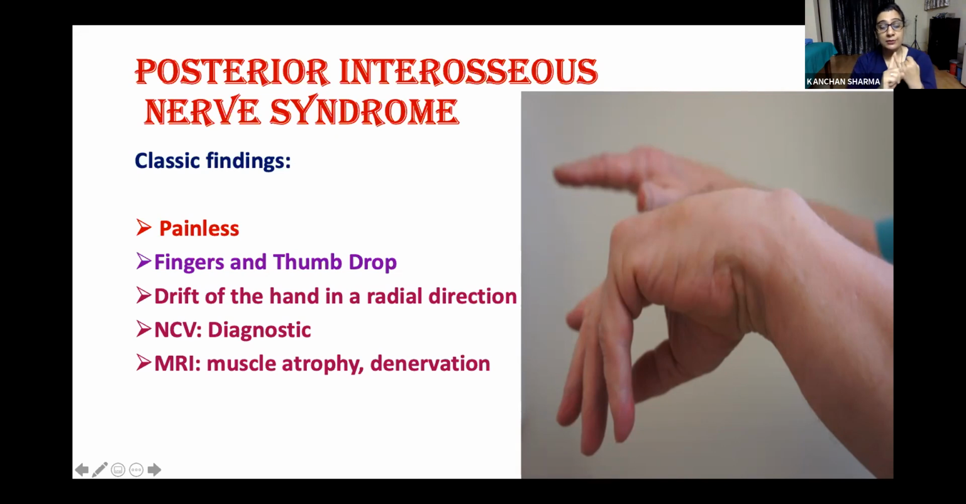On NCV, yes, you will be able to see the decrease in the latency, all the things which will be there for an entrapment of a nerve if the PIN is involved. On MRI, you will see the muscle atrophy and the denervation. Everything will not be there in radial tunnel syndrome. That's why there are two schools of thought. I follow radial tunnel syndrome. I do not call it PIN if I do not see the symptoms. And PIN will mostly be because of a ganglion cyst impinging on the posterior interosseous nerve, or a lipoma. Means a space occupying lesion causing compression of this nerve is more common.